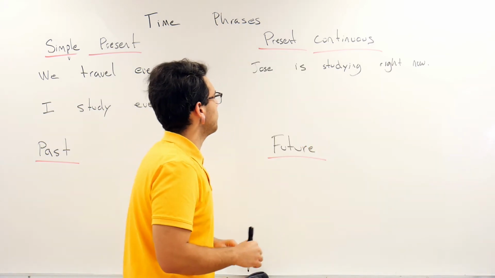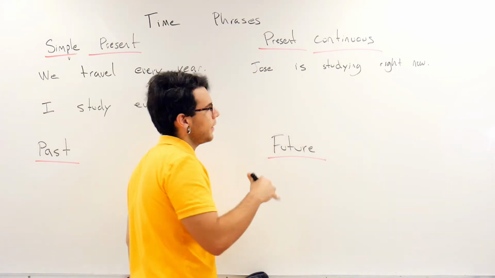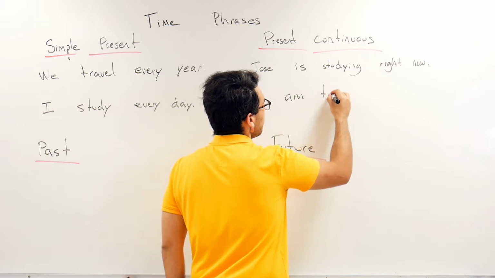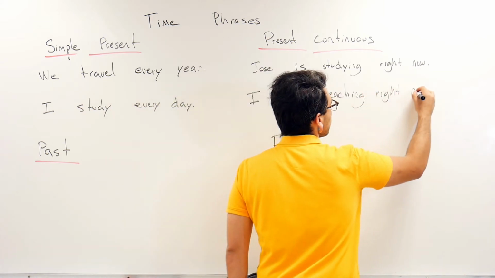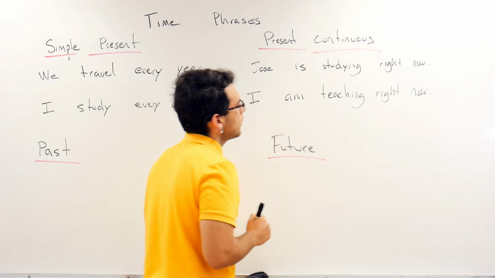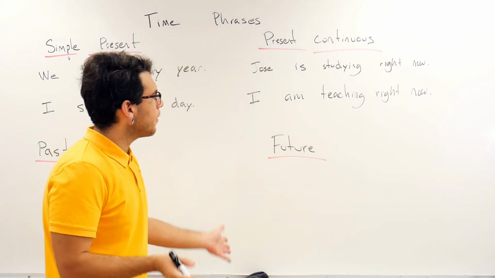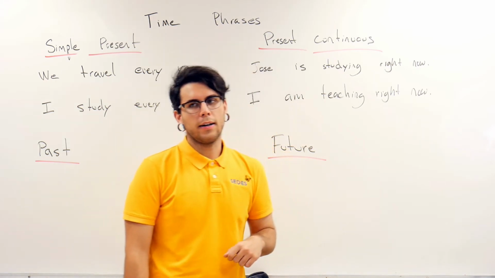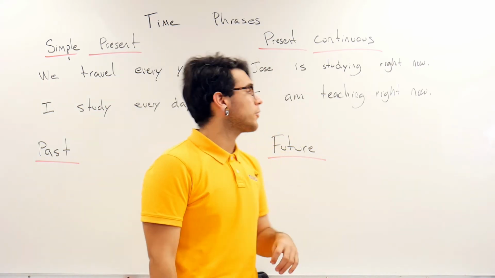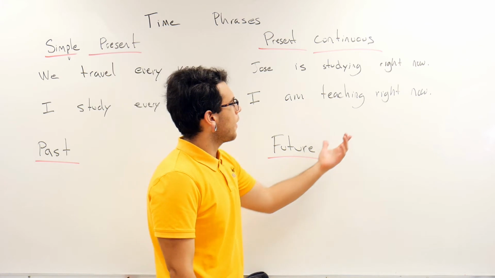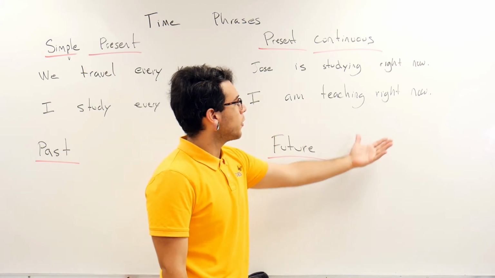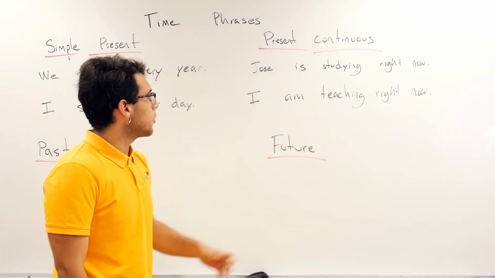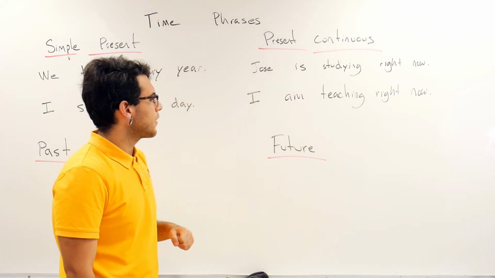Another example would be something that's happening right now. So I am teaching right now. That's something that is happening in the moment. And again, you can also use at the moment if you want to as well. Right now is most common for myself. So that's an example of present continuous.